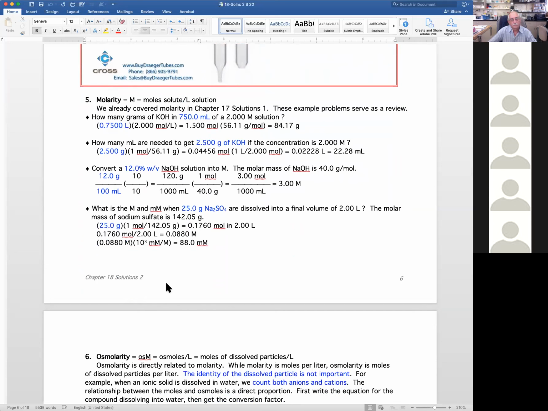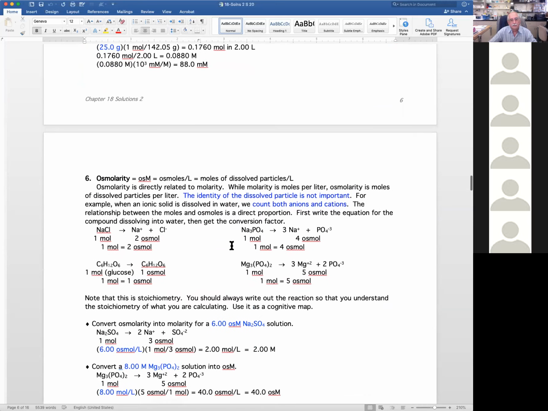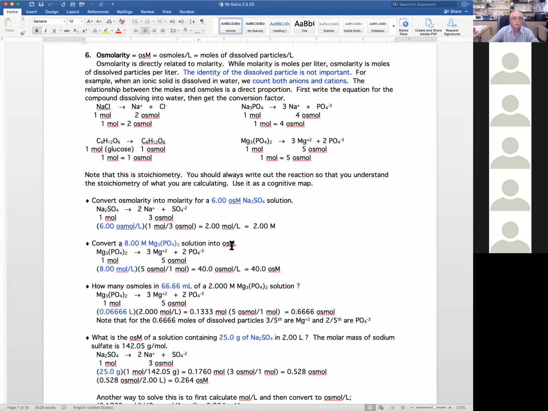Molarity we just covered. Okay, so I just put it in here for the sake of completion. This was chapter 17. Then related to molarity is the osmolarity. So what the heck is an osmole? It's a mole of dissolved particles. And here, the identity of the dissolved particle is not important. We count both anions and cations.